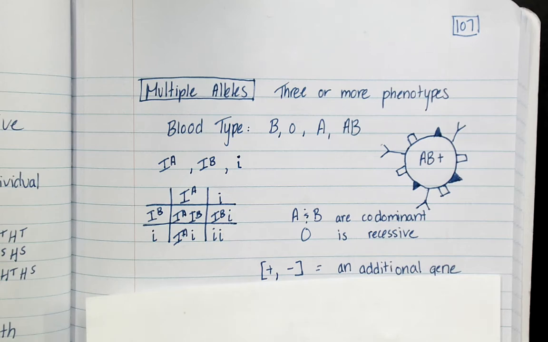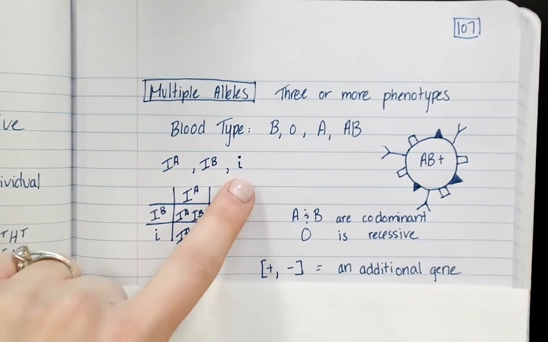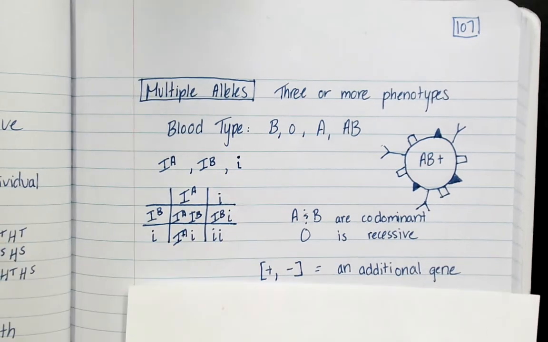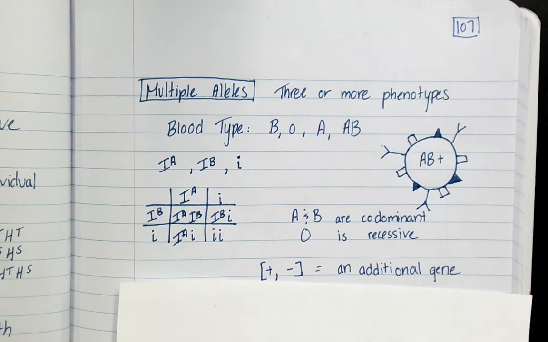So there's A, B, and O. O is recessive. A and B are codominant. And so how that actually works on a blood cell: on a blood cell, there are different markers on the outside of it.